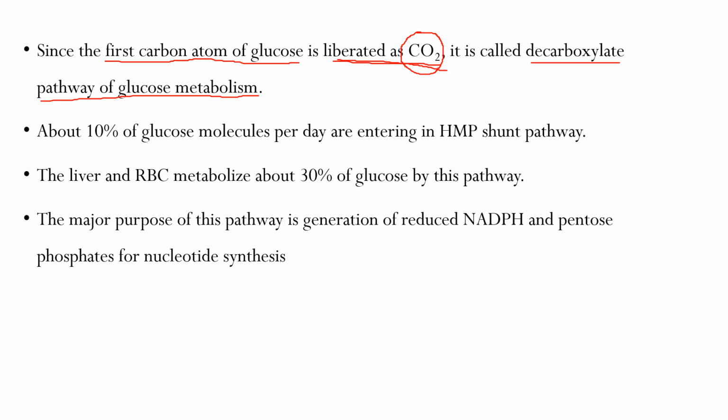metabolism. 10% of glucose molecules per day enter through this hexose monophosphate shunt pathway. Especially the liver and the red blood cells metabolize about 13% of glucose molecules by this pathway. The major function of this pathway is to generate reduced NADPH.